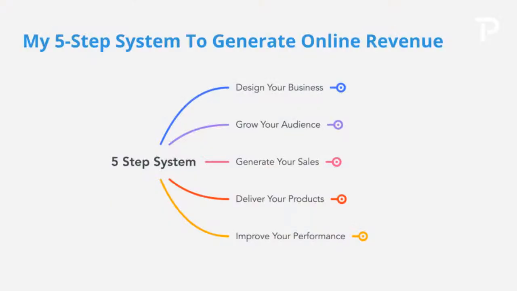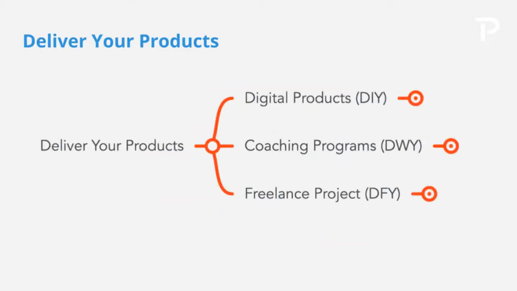So just a quick overview then of my 5-step system to generate online revenue. We've talked about how to design your business, how to grow your audience, and how to generate your sales. Now we're going to be looking at how to deliver your product. So you've made the sale, and we're going to be looking at delivering your product. So step 4 out of 5.